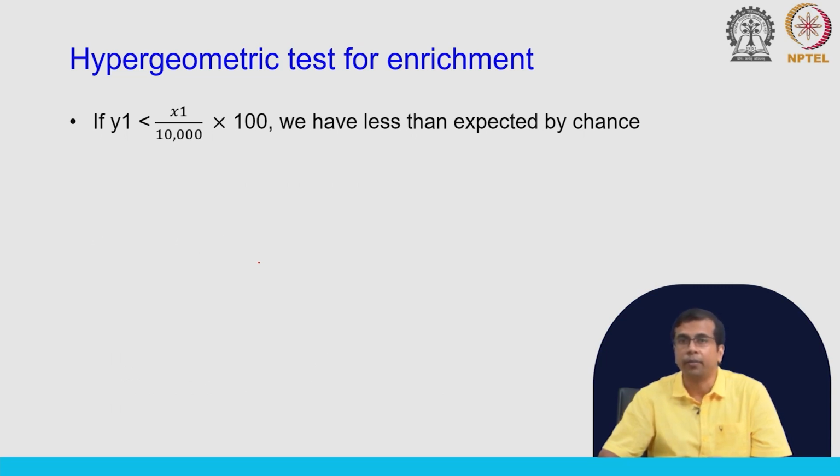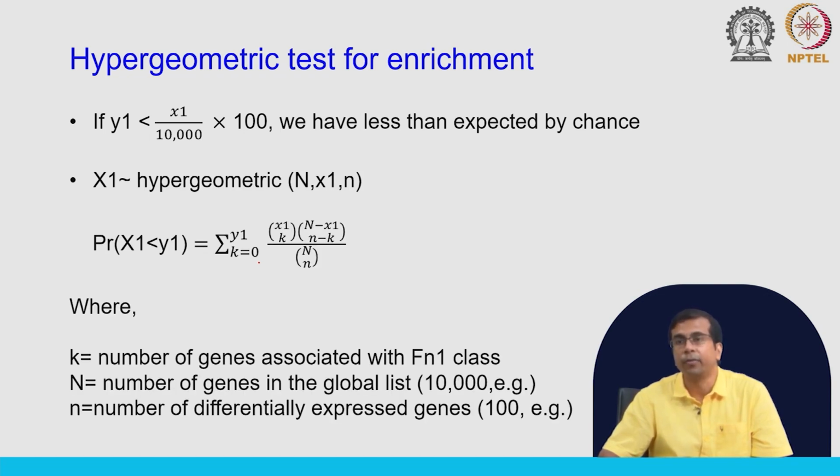Similarly, let us think about the other situation. If y1 is less than the expected value, we have less than expected by chance, but we need the statistical test or the p value from this. Again, x1 follows this hypergeometric distribution with these 3 parameters, and here we calculate the probability of observing lower values than y1. Again, we are looking for extremes, how extreme y1 is in the whole distribution.